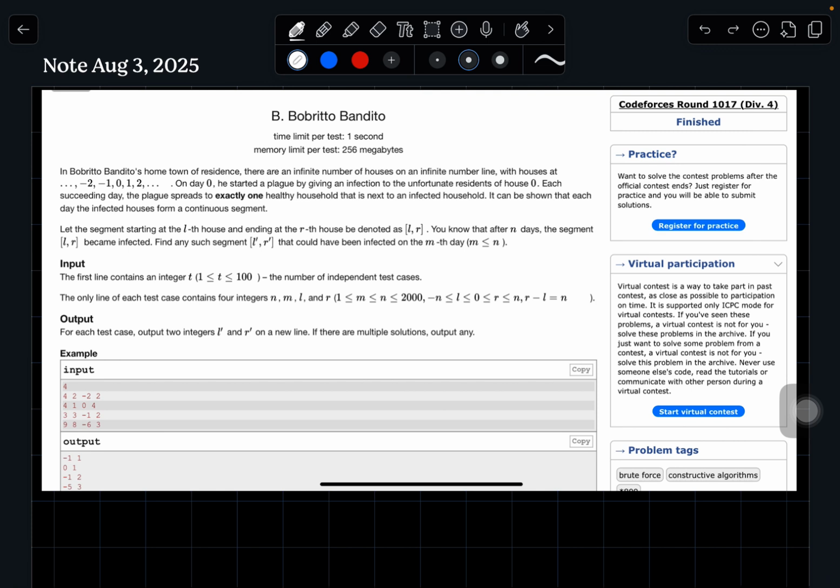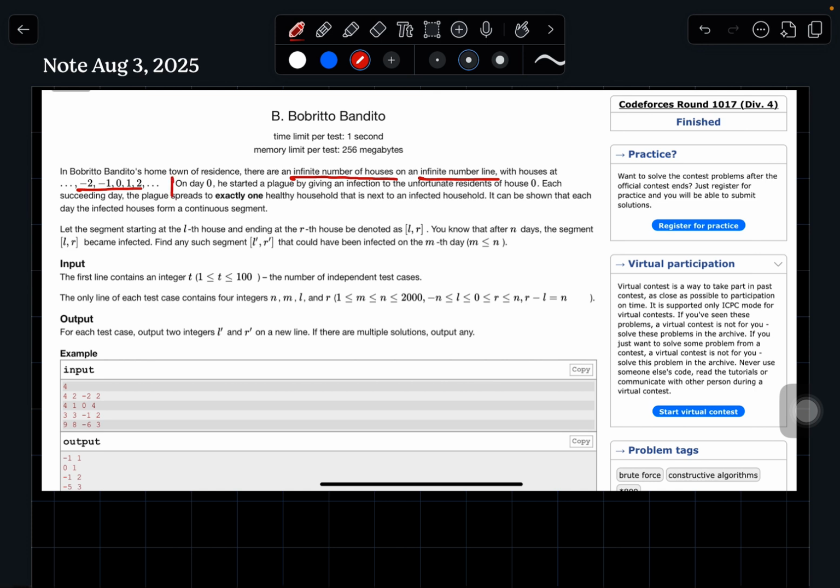In this tutorial, I will discuss the second problem of Codeforces Round 1017 Division 4. The question name is Bobritto Bandito. In this question it says that in Bobritto Bandito's hometown of residence, there are an infinite number of houses in an infinite line. Those are the house names, actually you can say.